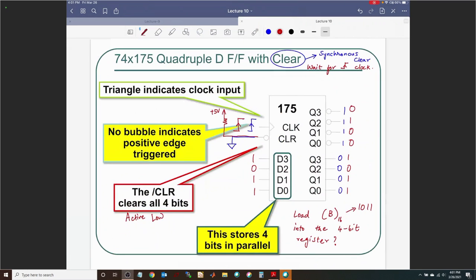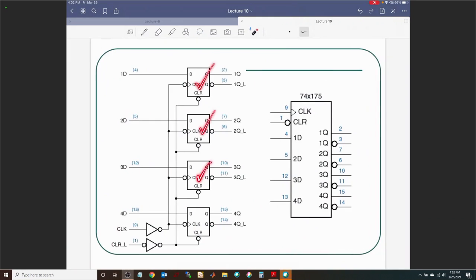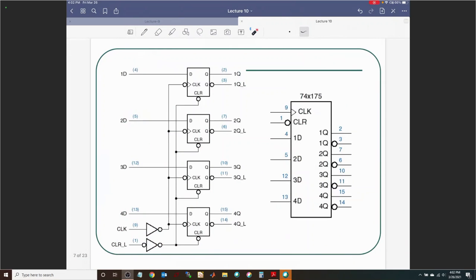Now, what do you think is going to be inside this? If you kind of have X-ray vision and try to look inside this 175 chip, what are you going to find? 4 D flip-flops. Yes, you are going to find 4 D flip-flops, right? They are the 4 D flip-flops which have D inputs. We are calling it D0, D1, D2, D3, right? So you have D0, D1, D2, D3.